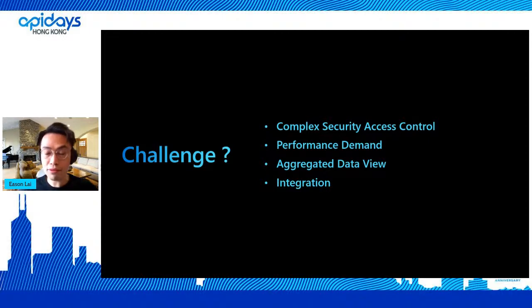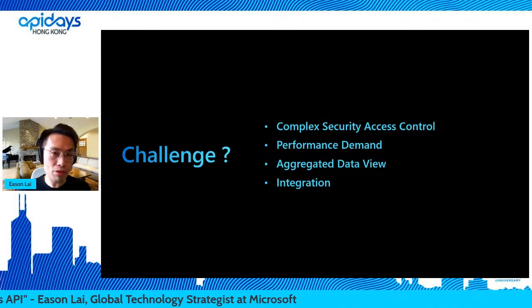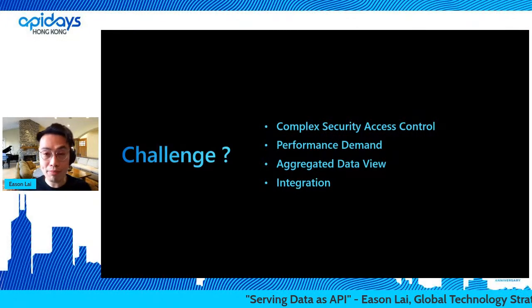Complex access control, security access control, definitely, because you have multiple data sources and you need to control the security access as well. If you have an API gateway, it is relatively mature, and you can control in a single pane of glass, but it is still complex. Then the performance demand. As I said, the business would like to pull the report, and the consumer or mobile apps would like to call the API or the report and grab the data as fast as possible.